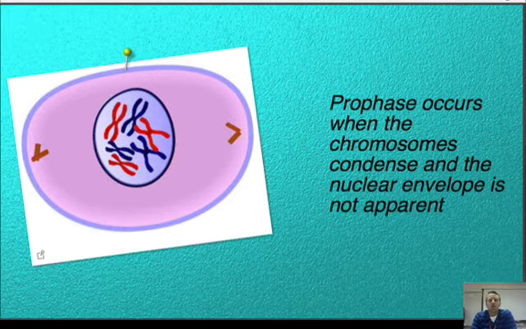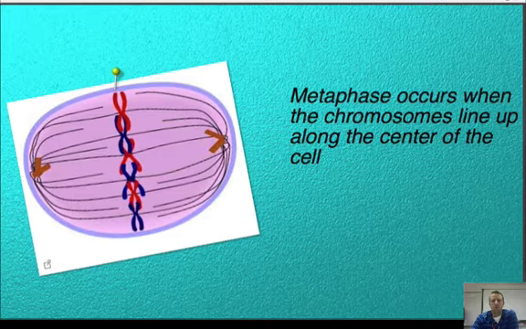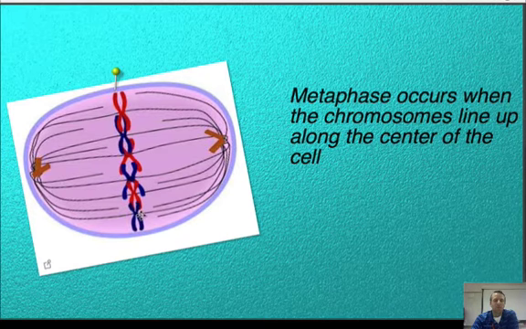All right, after that, prophase. Prophase occurs when the chromosomes condense and the nuclear envelope is not apparent. So that nuclear envelope is no longer there, and the chromosomes condense in the middle of the cell, as you can see. So that's prophase. Remember, we've got interphase, prophase, remember IPMAT. The next one we're going to be talking about is metaphase. Metaphase occurs when the chromosomes line up along the center of the cell. That's an easy way to remember metaphase: just think of metaphase for middle, and these chromosomes are aligned along the center of the cell.